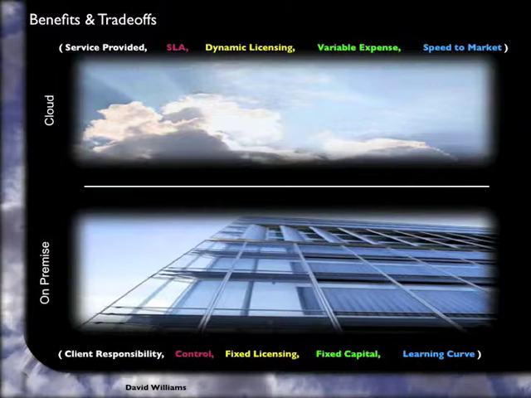On-premise offers benefits of total control of all aspects of the solution and levels of service provided to the business. It represents current practices of IT that include fixed licensing, fixed cost, and challenges of learning curve associated with bringing each new technology entirely within the organization. Cloud-based solutions trade control for the convenience and potential maturation of services, while offering benefits of dynamic licensing, variable expense, and speed to market.